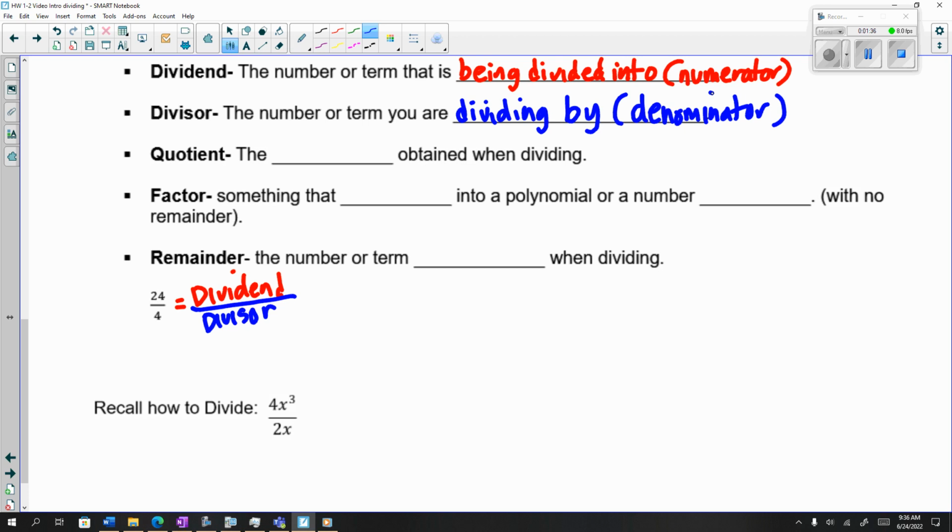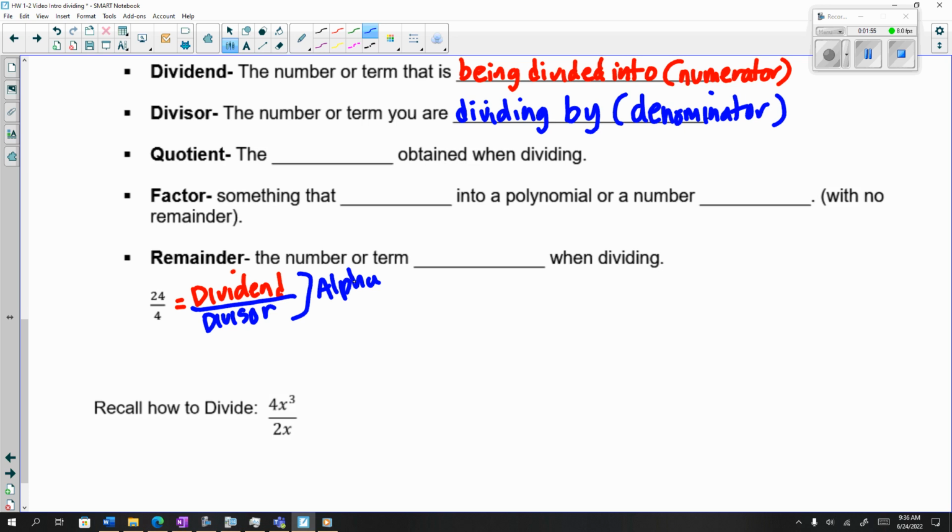So you see the dividend, divisor, it's actually alphabetically in order from top to bottom, if you know how to alphabetize. Dividend comes before divisor, so that's how you can remember it. Dividend's on the top of the fraction, divisor's on the bottom.